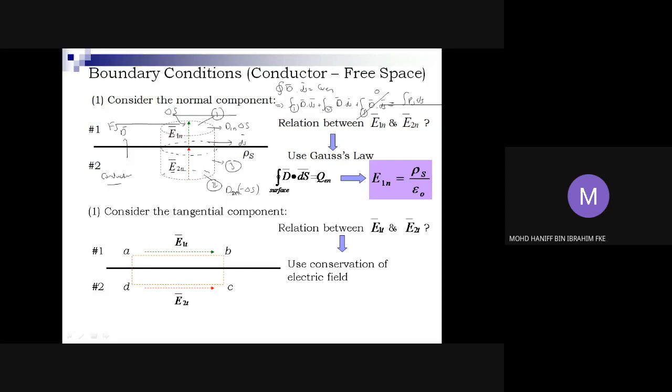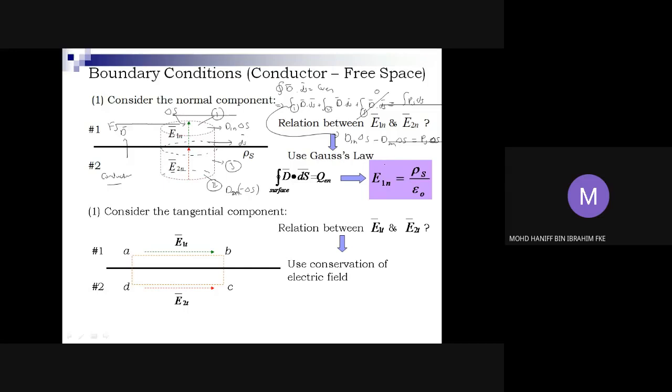Okay, and from this equation, we can write straight away that for surface number 1, the equation will be D1n delta S minus D2n delta S, and then equals rho s delta S. Because we have agreed that the cross section of this Gaussian surface is delta S, we simply write this as delta S.